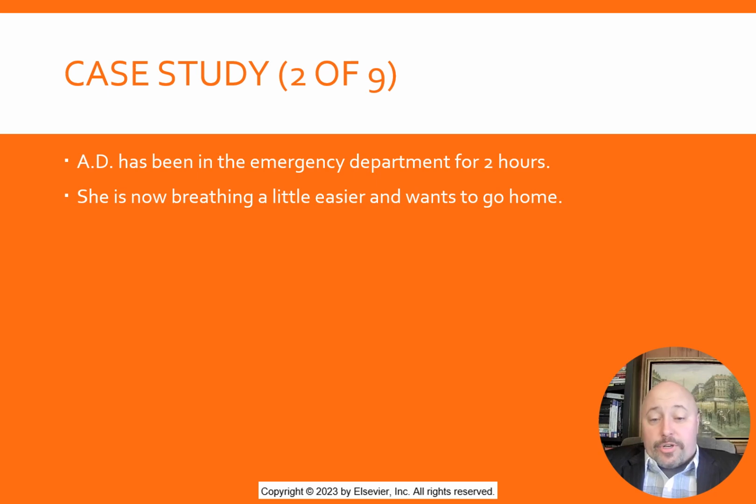AD has been in the emergency department for 2 hours. She's now breathing a little easier and wants to go home. What are some questions we should consider, such as how long does she need to be monitored? What does she need to know before going home? And who else needs to be taught about her condition?